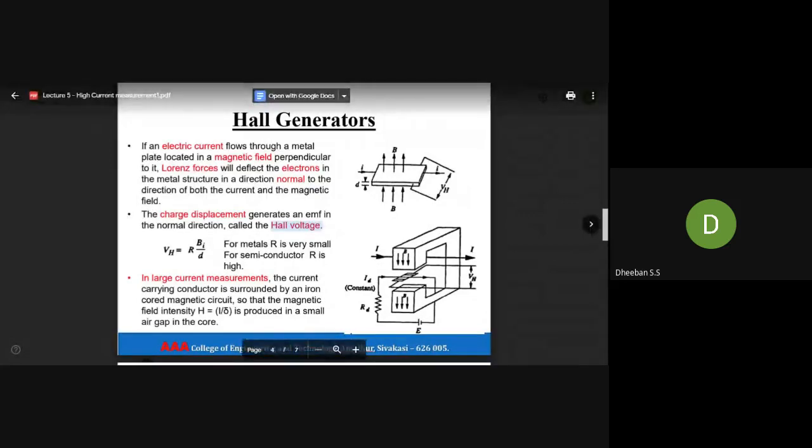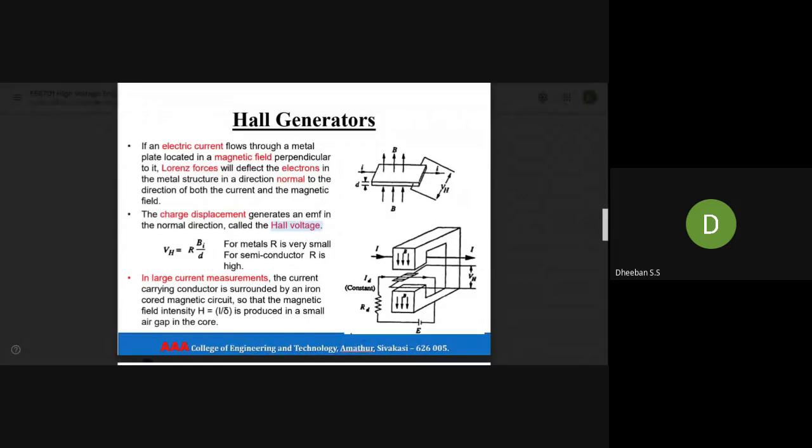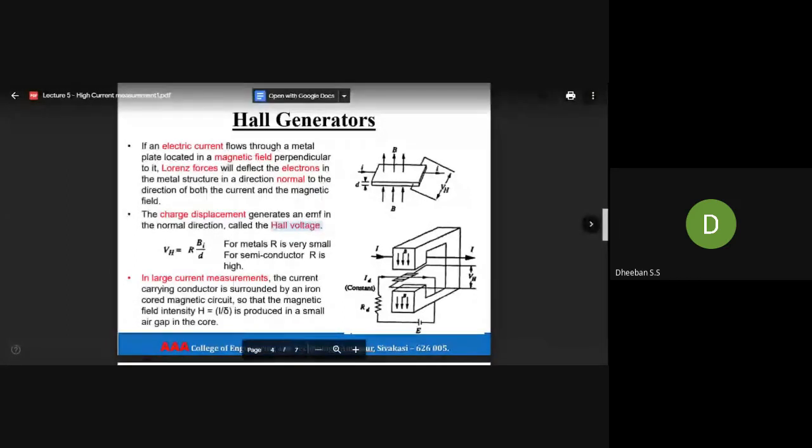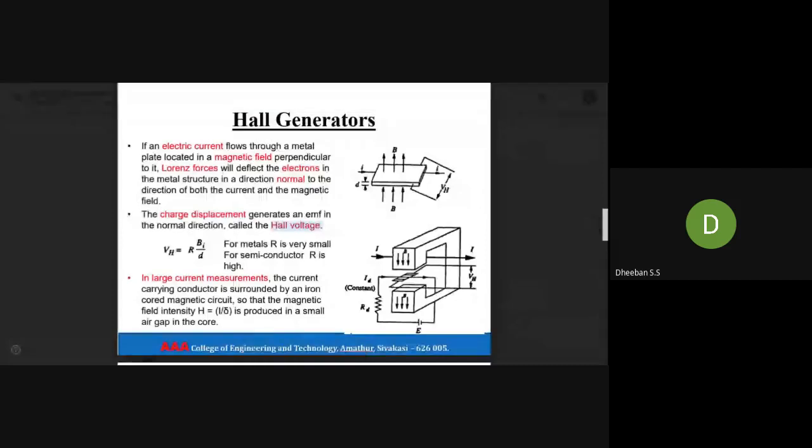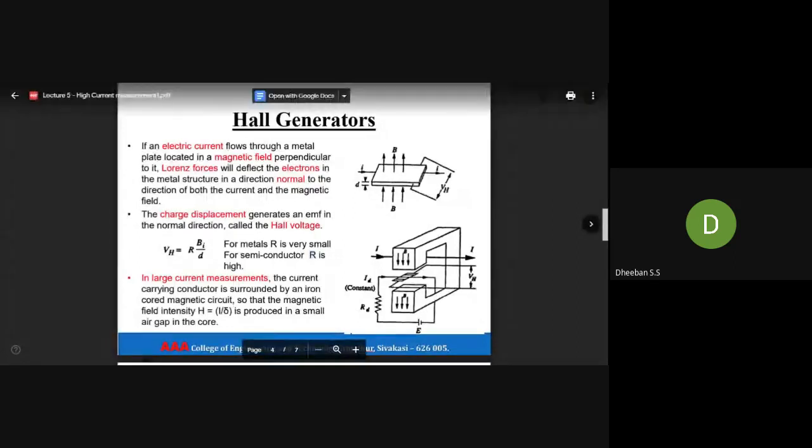This R is very small in the case of metals. R is nothing but the resistive material. You already know metals have very good conductivity, so the resistivity will be very minimum. That's what they are saying over here. And for a semiconductor, this will be high. So this is the basic principle of the Hall generator.